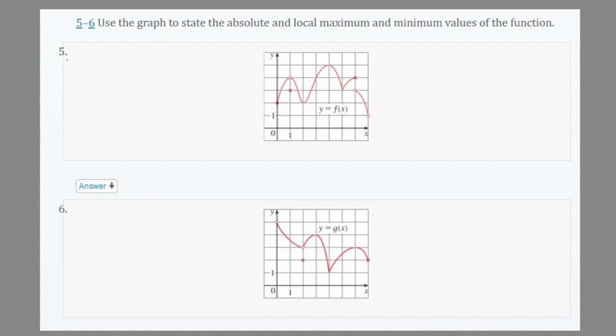Alright, so I want you guys to try number 5 and number 6. So essentially for these, just indicate all the local maximum and minimum values, as well as the absolute maximum and minimum values. So you can pause the video and try that out.